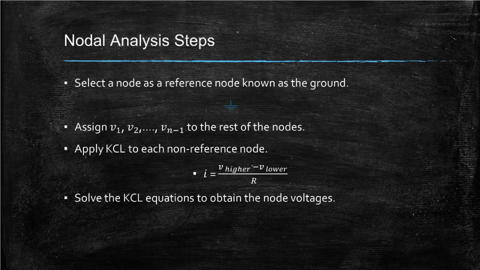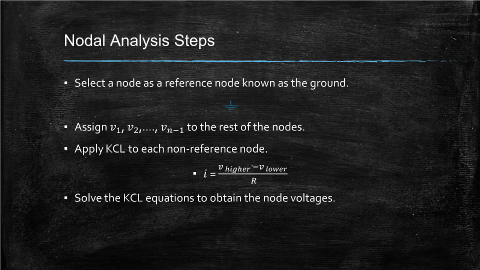Step 1. Select a node as a reference node known as the ground. The ground branch looks like this in a circuit. It has a node voltage or potential of 0. It's usually placed at the bottom of a circuit diagram. Step 2. Assign variables to the rest of the nodes.